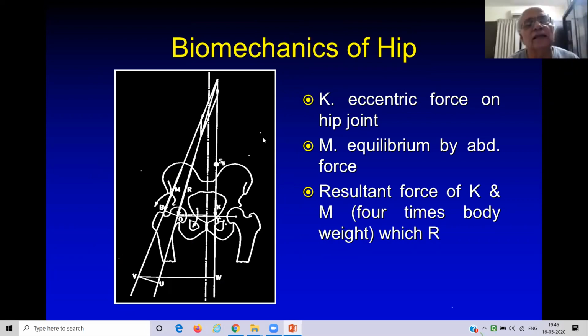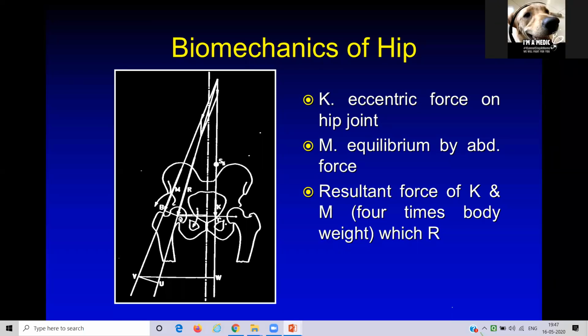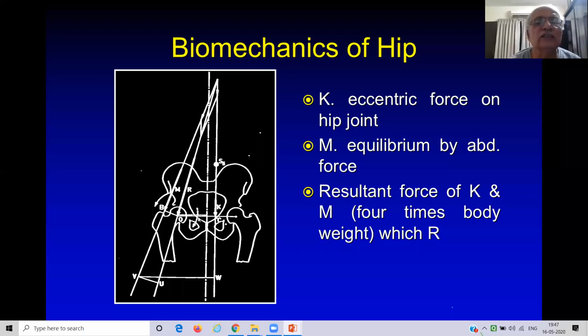Now, in the biomechanics of the hip, there are two arms. One is known as the abductor arm. Second is known as the body lever arm. From the center of the head to the pubic symphysis is known as the body lever arm, and the center of the head and the tangent passing from the trochanter, the line of abduction, is called the abductor lever arm. So this is the body lever arm, this is the abductor lever arm, and this is the center of gravity going through. So this is the normal center of gravity to the pubic symphysis.